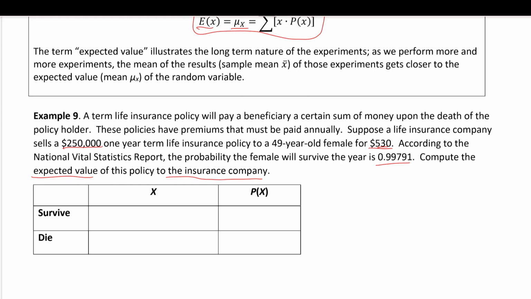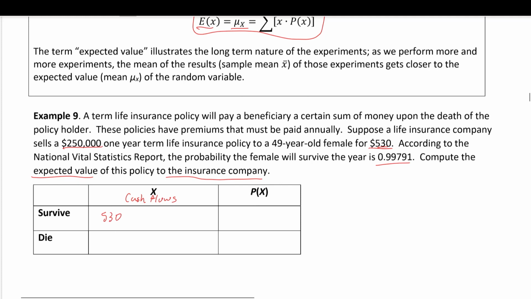Now, from the perspective of the insurance company, this X will be considered your cash flows. If you survive the next year, the insurance company receives $530, and that's really it. There's no other exchange.